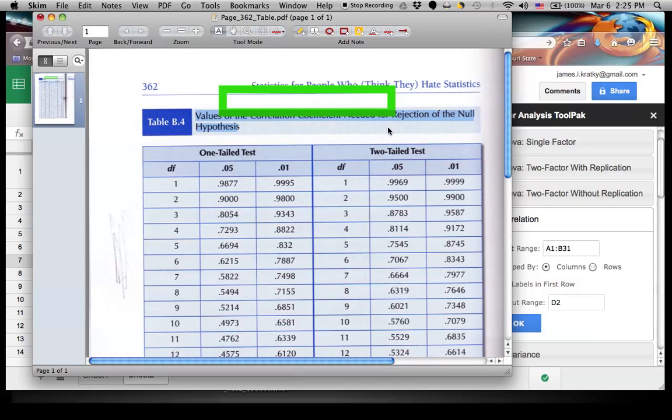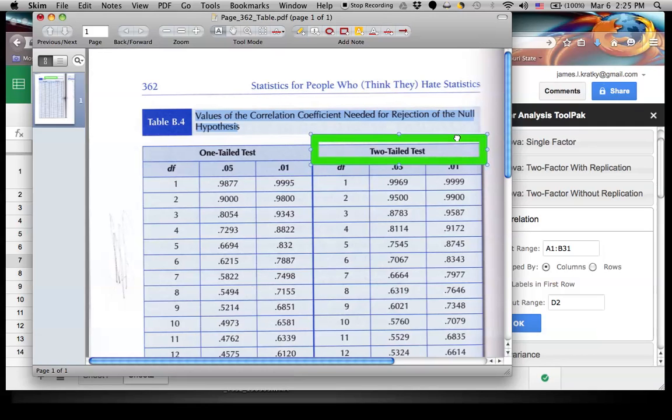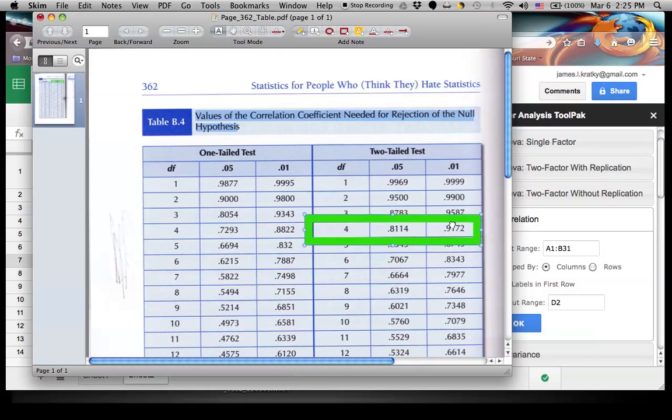Okay, so in this case, our null hypothesis was that there was no relationship. The research hypothesis was that there was some relationship, but we didn't specify if it was a positive correlation or a negative correlation. So that means we're going to use a two-tailed test. We're going to be in this set of columns here, and we have 28 degrees of freedom. So I'm on page 362 with 28 degrees of freedom.